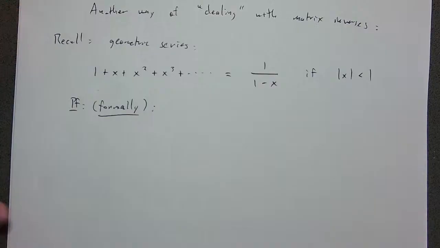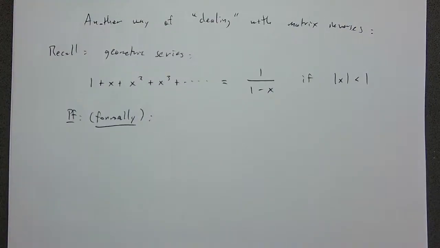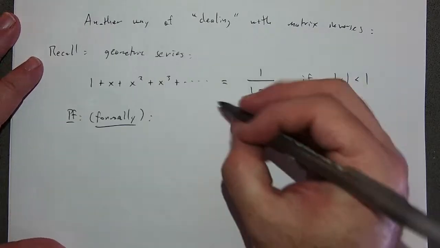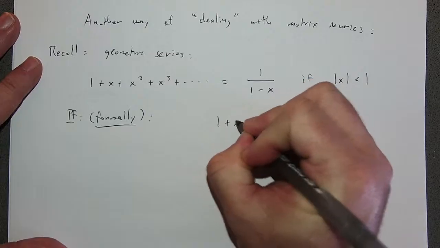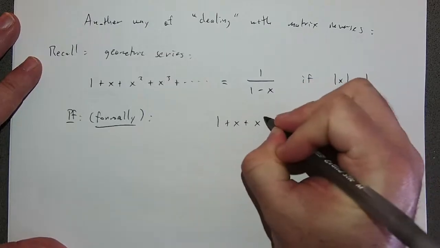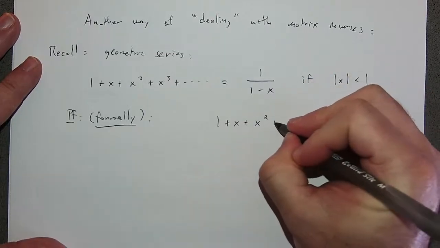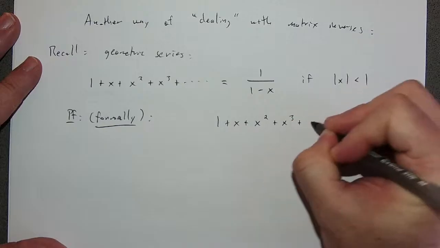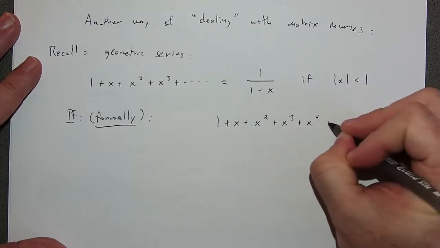So what do I mean by that? What I mean by formally is I'm not going to worry about notions of convergence of power series or any kind of thing like that. So what I'm going to do here is I'm going to start with this expression, 1 plus x plus x squared, and so on.